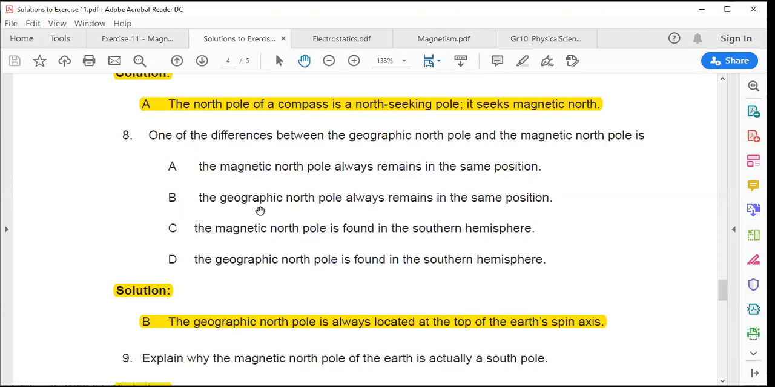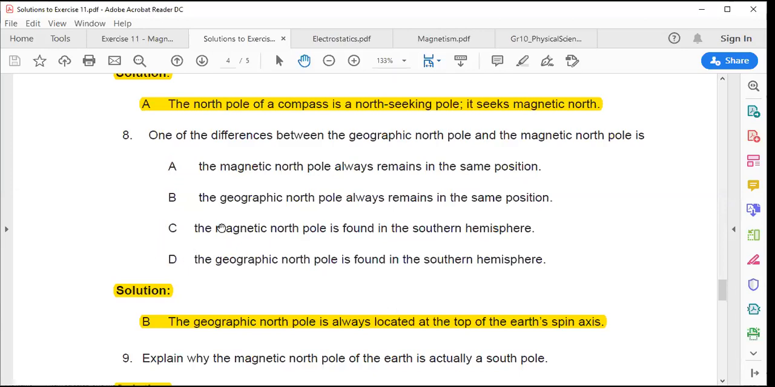Then the next one, the geographic North Pole always remains in the same position. This one is true, because when the Earth rotates, it rotates on its axis. So the position where the Earth rotates always remains the same. It does not change. So this is the answer here.